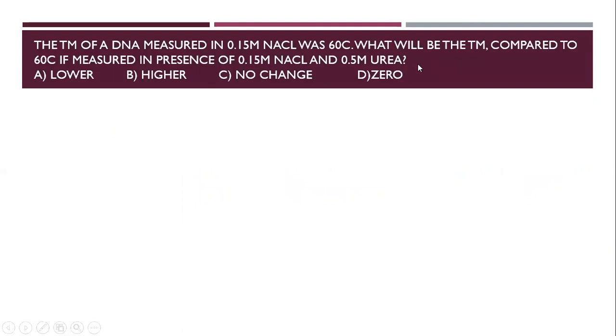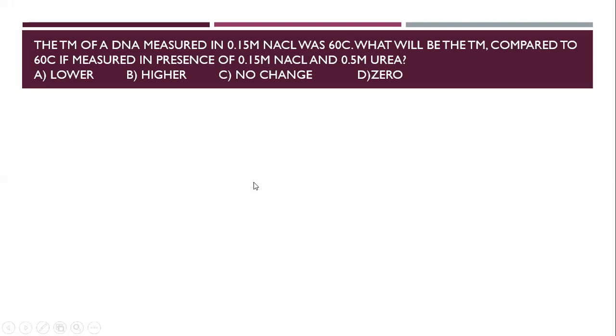Now, the Tm of a DNA measured in 0.15 molar NaCl was 60 degrees Celsius. What will be the Tm compared to 60 degrees Celsius if measured in the presence of 0.15 molar NaCl and 0.5 molar urea? So what will be the answer? Here you don't have to actually solve it. We know what happens in the presence of urea. What happens?